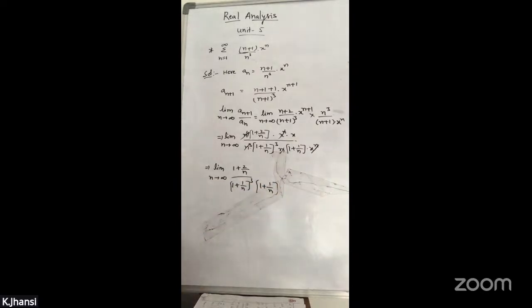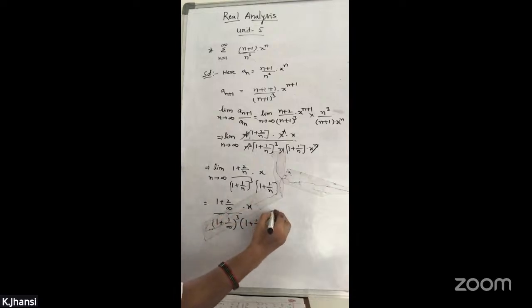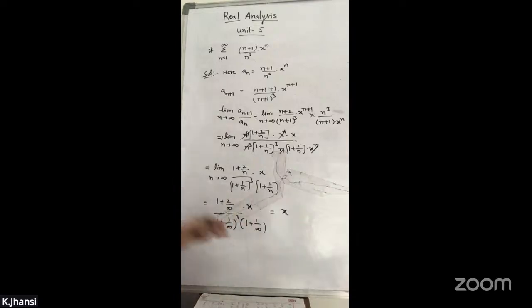Okay, this we have. Here in the numerator we have x. Now substitute n value as infinity. So when you substitute n as infinity, we will get (1 plus 2 by infinity) by (1 plus 1 by infinity) whole cube, into (1 plus 1 by infinity), into x. So this is 0: in the numerator 1, here 1 plus 0, 1 plus 0. So 1 by 1, this is equal to x. So we got the value equal to x.